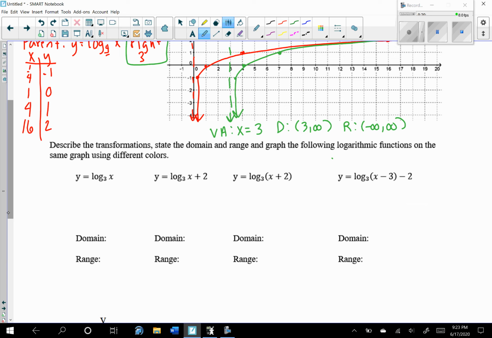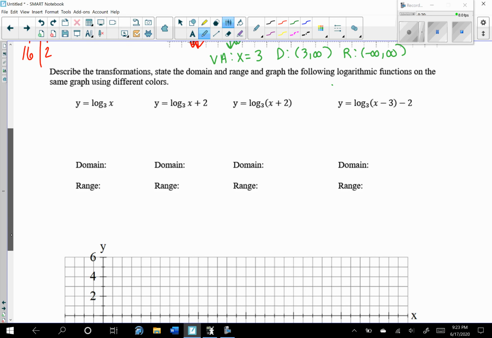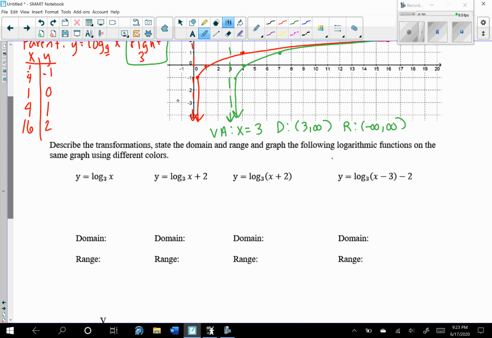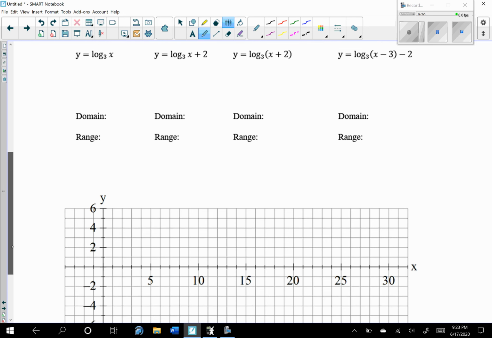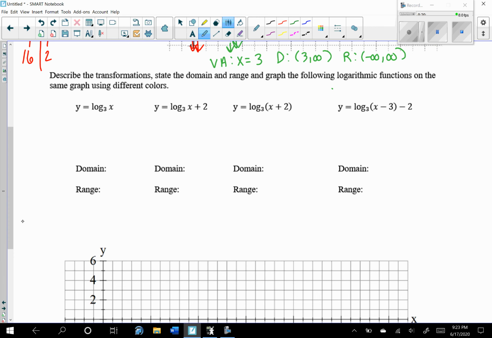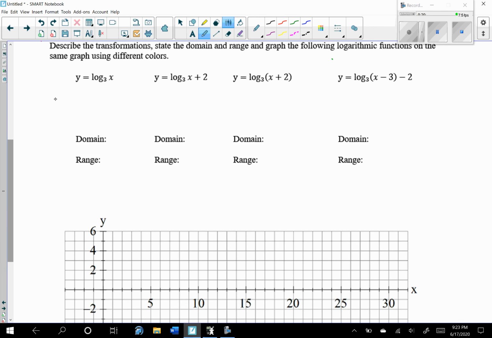So for the next part, it says describe the transformation, state the domain and range, graph the following functions using different colors. So why don't you go ahead and graph all of these functions on your own, and when you're done, you can unpause the video to check your work. So we know this first one's just the parent graph, and we've already graphed this a few times. So again, if you want to make a table, you can. Hopefully by now you can kind of do without a table.